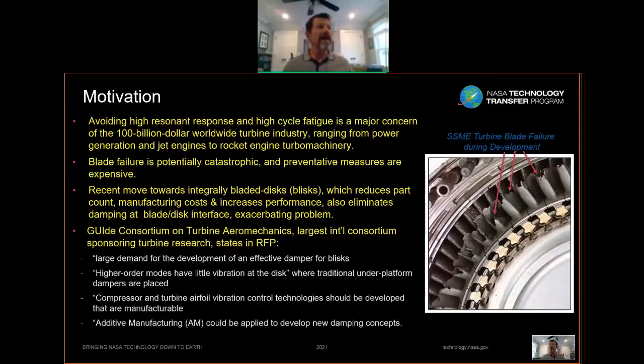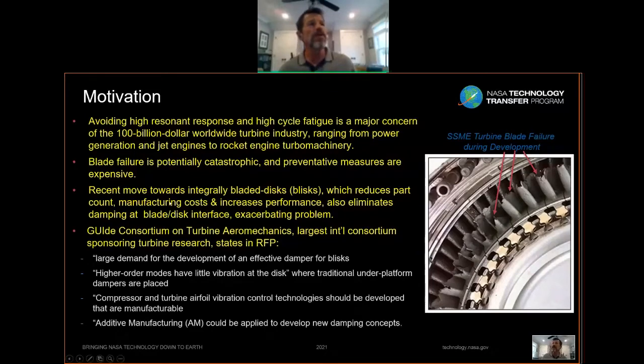This is a view of an SSME turbine blade failure that occurred during the development of the Space Shuttle main engine back in the 70s. And you can see here a lot of broken turbine blades. Now, this was called an inserted bladed disc, where the turbine blades were inserted into a disc. And so you had 100 or so of these turbine blades and all kinds of different parts that you had to keep track of and manufacture separately.